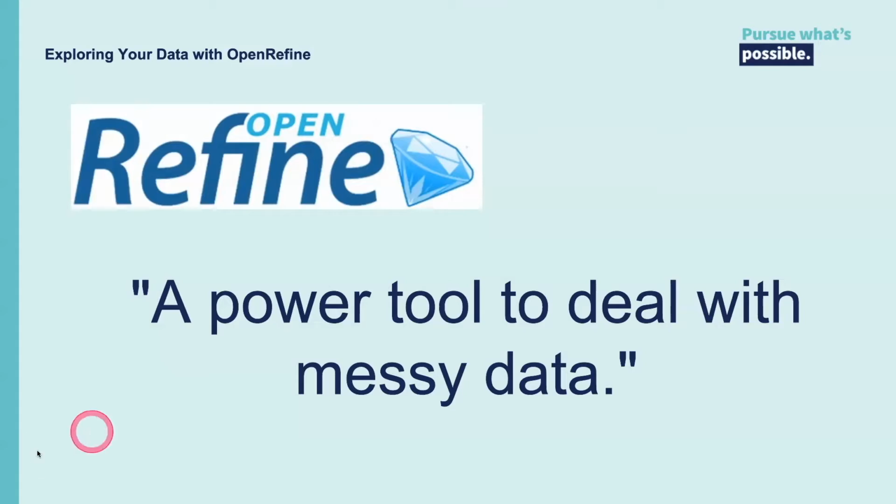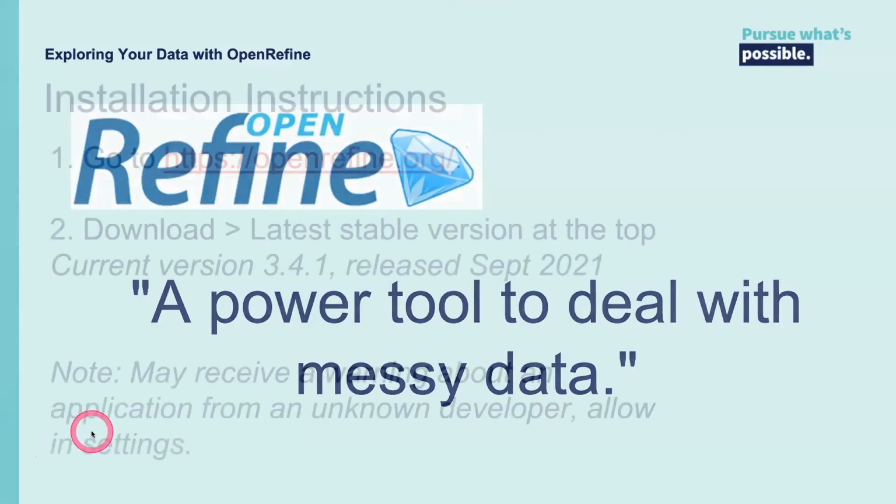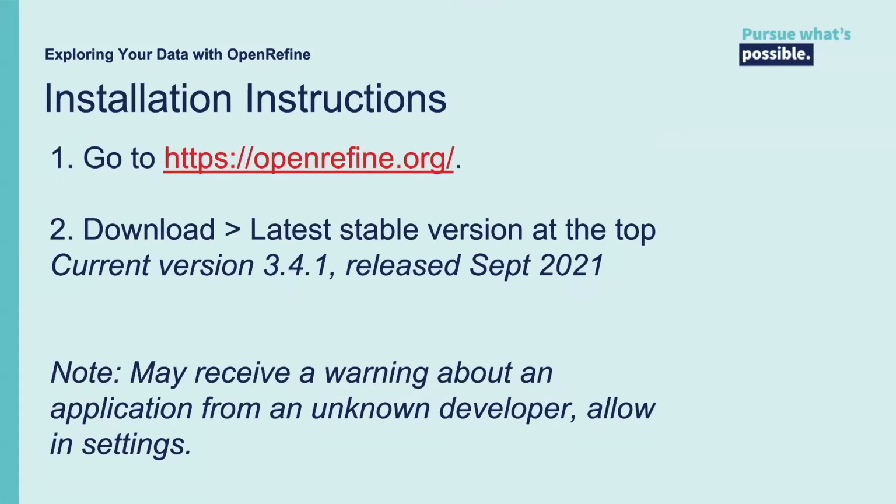But first, installation. We're going to assume that you haven't yet installed this application on your machine. All you need to do is go to openrefine.org and then find the download button, which is going to be on the left-hand side of the screen in the navigation menu. The latest stable release is going to be listed at the top of the downloads page, and currently the latest stable release is 3.4.1 as of September of this year.